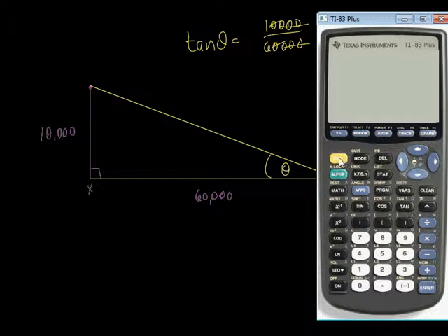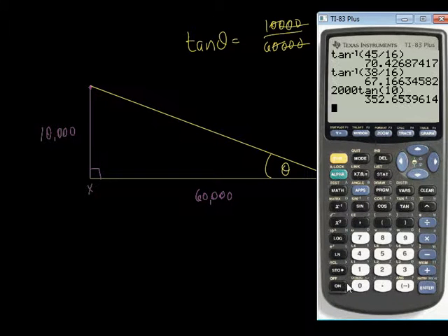So let's just go ahead and do that. Let's go second function, right? I'll turn it on first. Okay, so let's go second function tangent. Where am I? Right there. Of what? 1/6, right? You understand why I put 1/6? I mean, you could put all those zeros in, but there's so many zeros, what if you messed up?